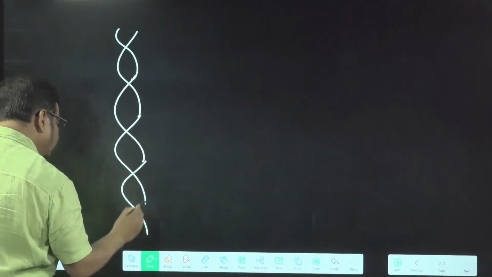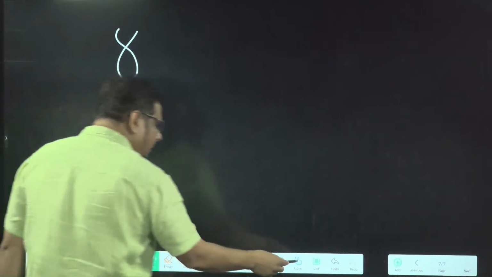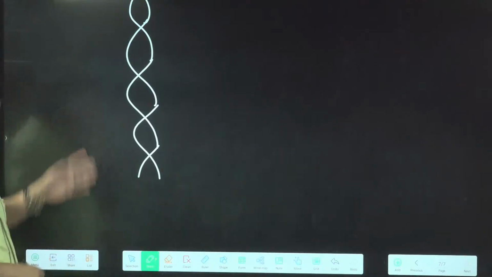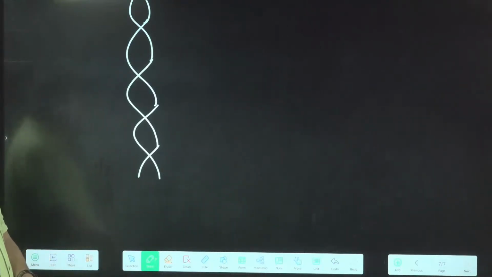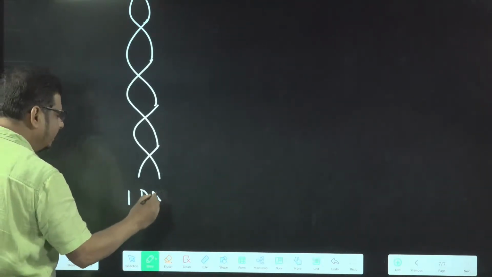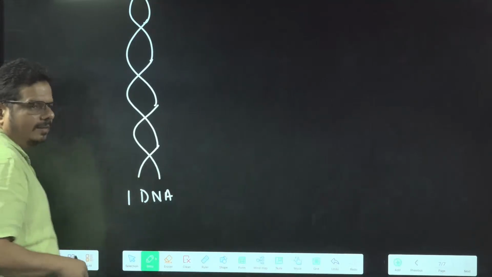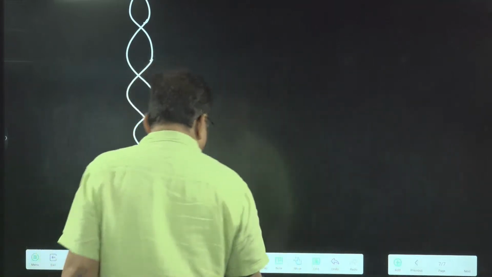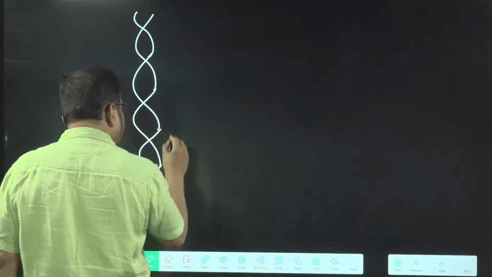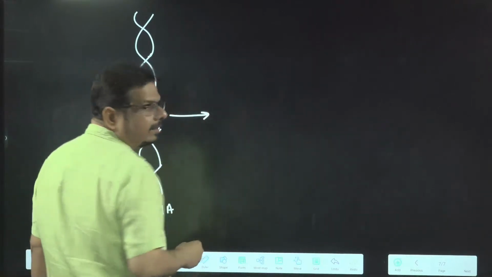What is this? Tell me, what is this? This is a DNA. How many DNA is this? One DNA. Here it is one DNA, right? A double helically coiled structure. It is one long DNA. Now, how is this DNA converted into chromatin?